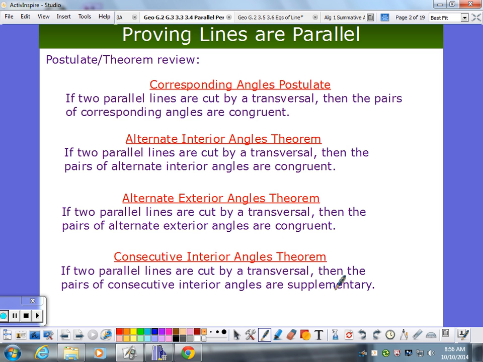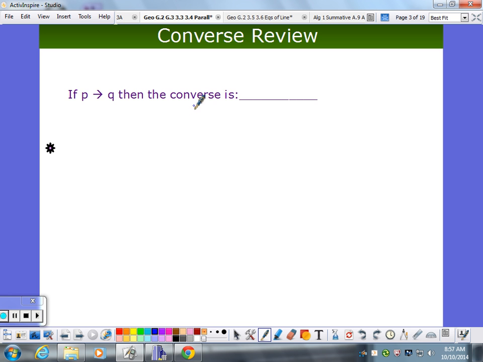Now, the way I just said that, if I was using any of these in a proof, that's what I would be writing. Chances of me remembering these particular words are small to none, but I can remember that corresponding angles of parallel lines are congruent. And then I don't have to remember who's the postulate and who's the theorem. Now, all the converses of these are true as well. So now we have to see if we remember what a converse is.